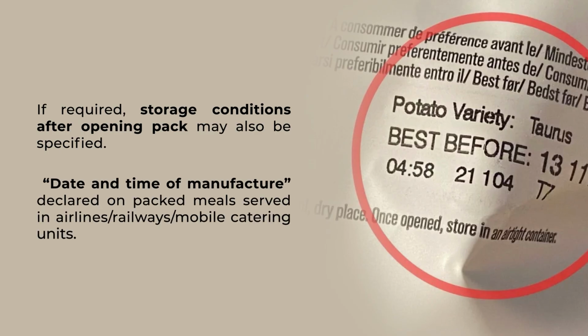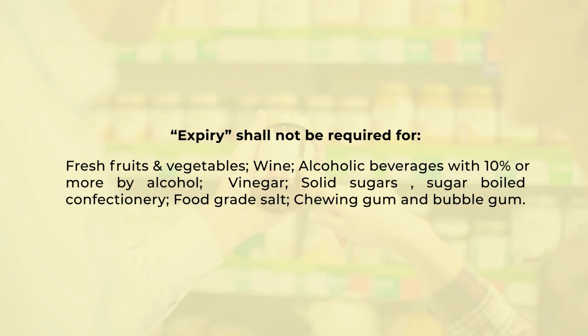Then for products like packed meals which are served in airlines or railways or mobile catering units, there should be mention of the date of manufacture and also the time of manufacture. But there is an exemption also. For some products there is no need of writing the expiry date or use by date. For example, fresh fruits and vegetables, wine, alcoholic beverages with 10% or more alcohol by volume, vinegar, solid sugars, sugar boiled confectionaries and salt, chewing gum and bubble gum: there is no need of writing the expiry date.